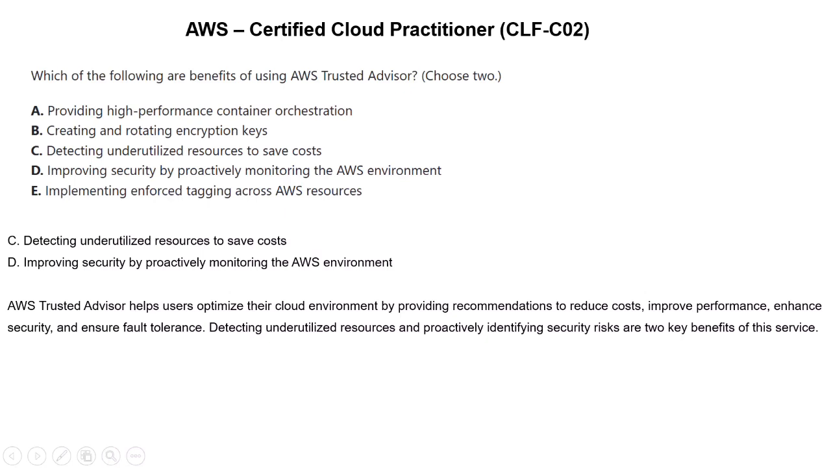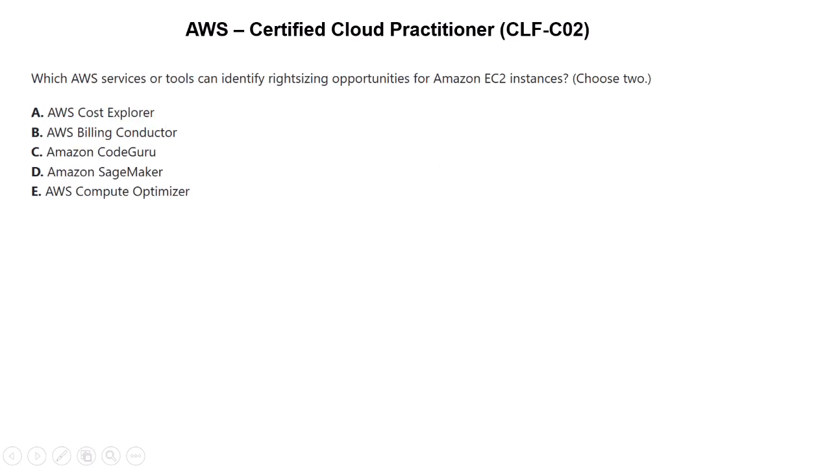The correct answer for this question is option C. Detecting underutilized resources to save costs. Option D. Improving security by proactively monitoring the AWS environment. AWS Trusted Advisor helps users optimize their cloud environment by providing recommendations to reduce costs, improve performance, enhance security, and ensure fault tolerance. Detecting underutilized resources and proactively identifying security risks are two key benefits of this service. Let's move on to the next question.